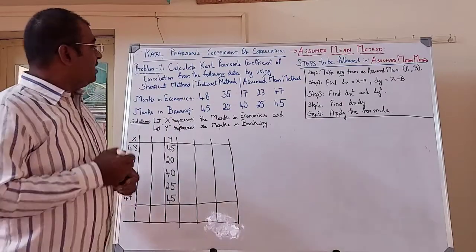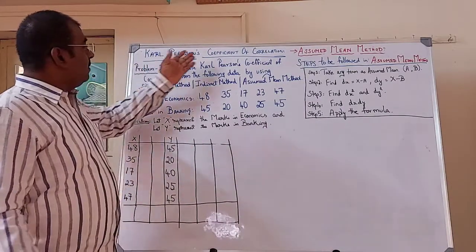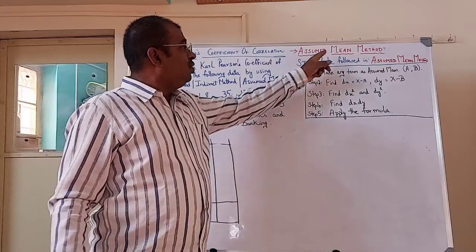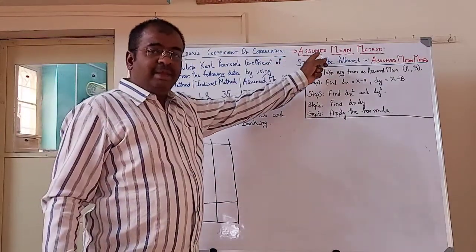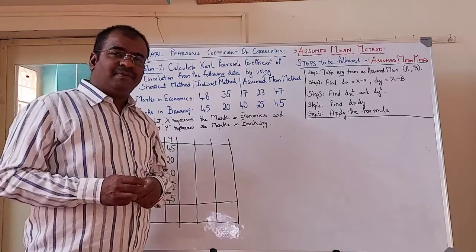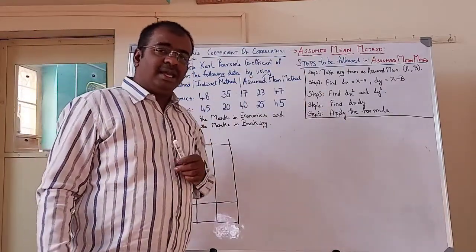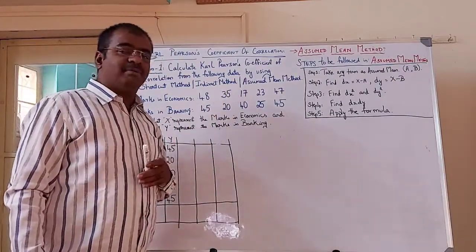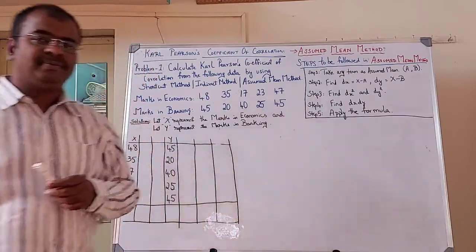Well, in today's session, let us look into how to solve Karl Pearson's coefficient of correlation in the case of the assumed mean method. Under the assumed mean method, how do we solve problems on Karl Pearson's coefficient of correlation? This will be our agenda for this particular session. This is session number 5, or video number 5, on the chapter correlation analysis.